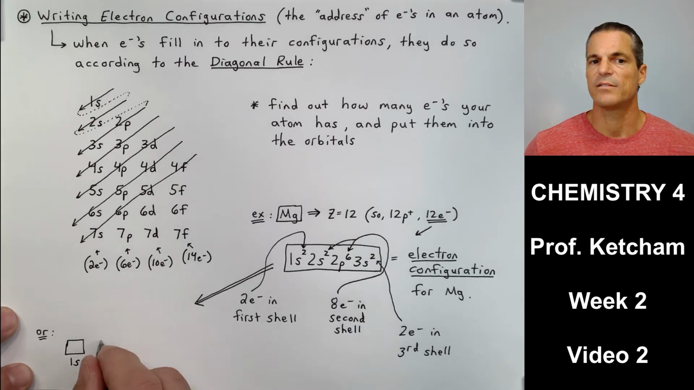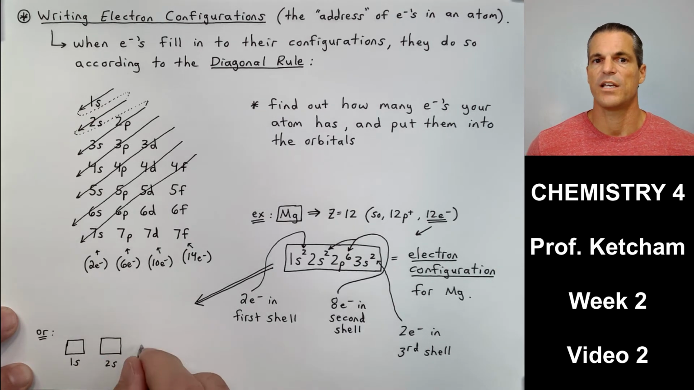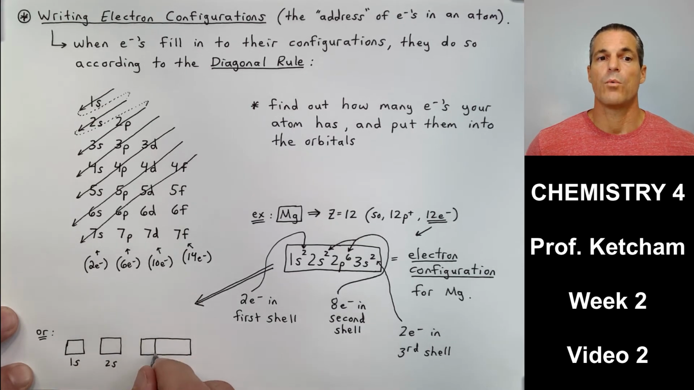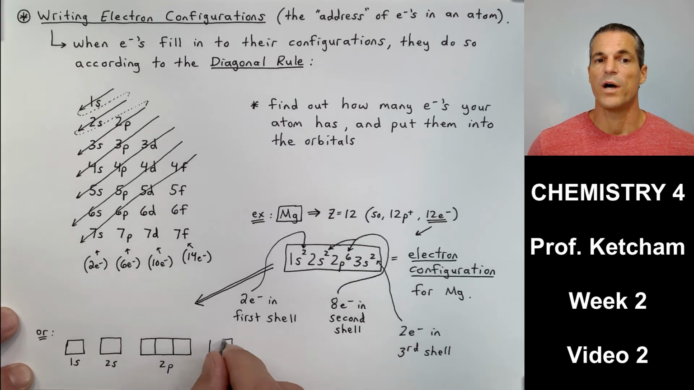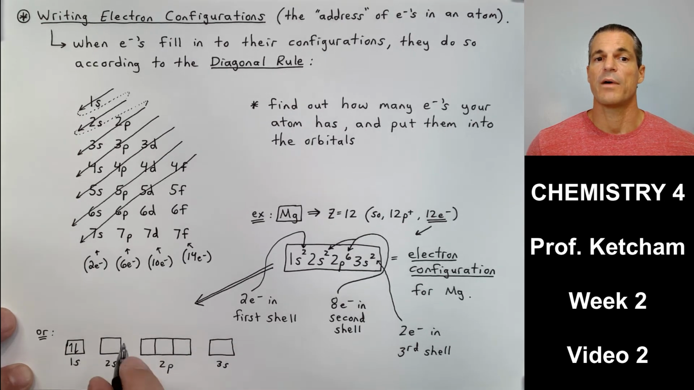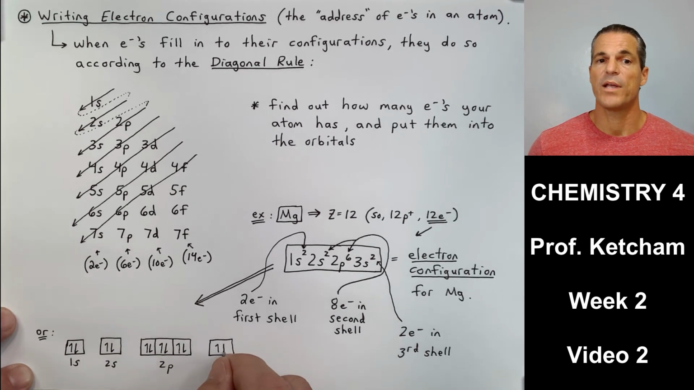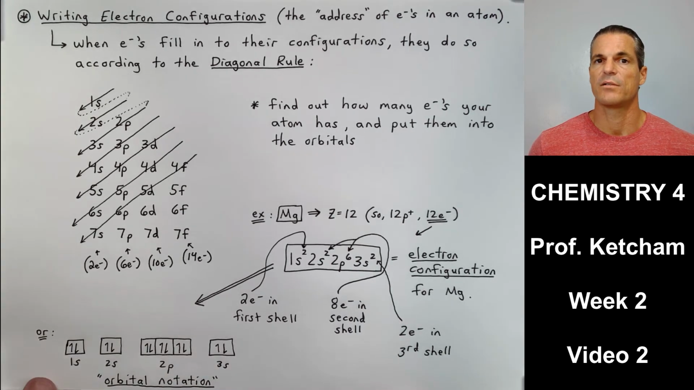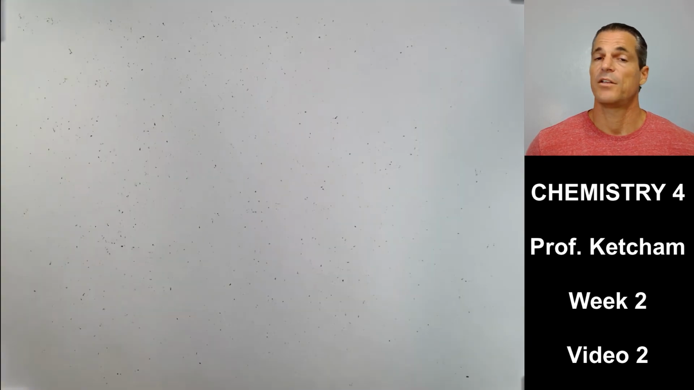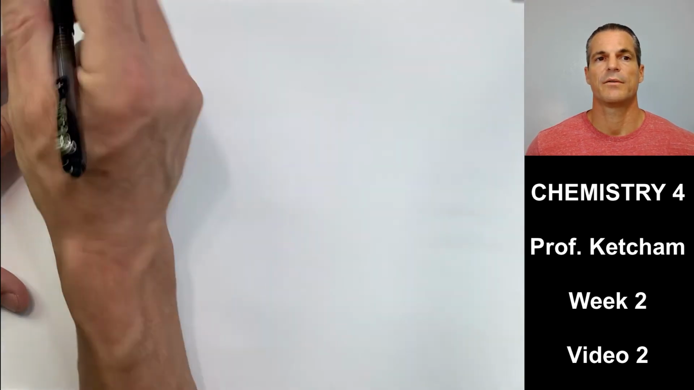Another way to write this is something called orbital notation. So I'm just drawing that 1s orbital, the 2s orbital, my 3 2p orbitals and my 1 3s orbital. This is another way to assign the electron arrangement or the electron configuration, right? There's actually a third way, which we'll get to a little later on.